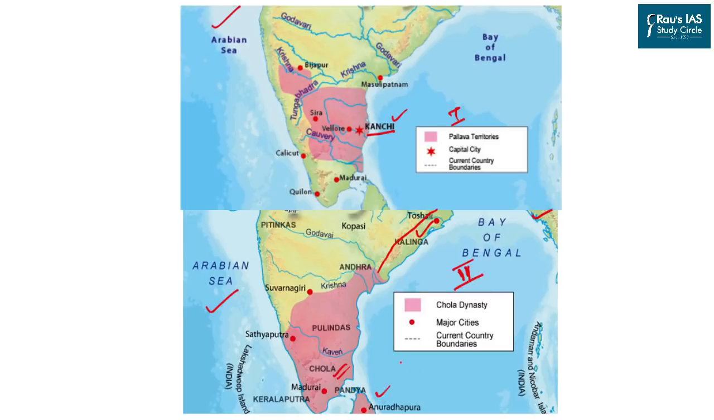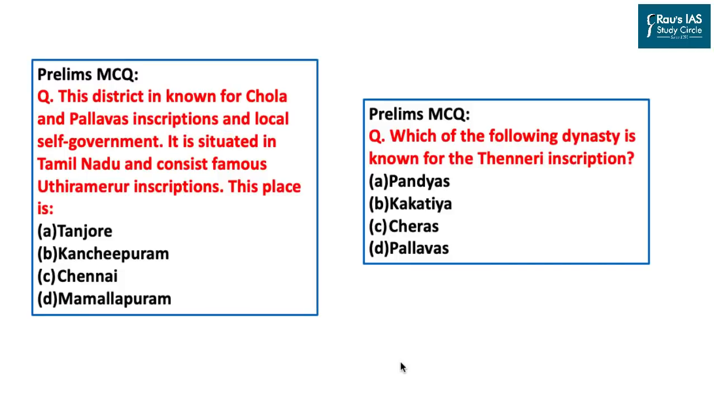So, given this discussion in place, let us now move to the important prelims practice questions attached to this article. Read both these questions and answer in the comment box. This would be your question number 2 and this would be your question number 3. So, you can answer by taking the numbers of these questions.